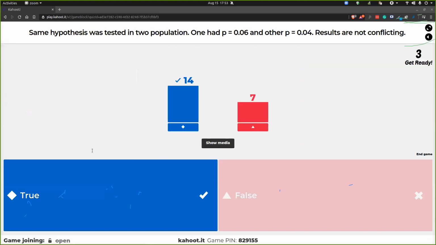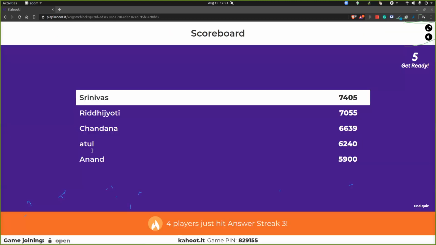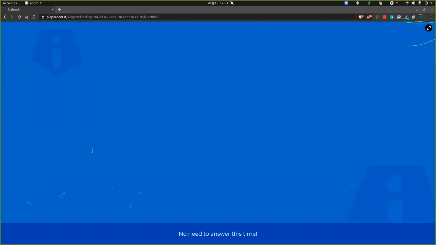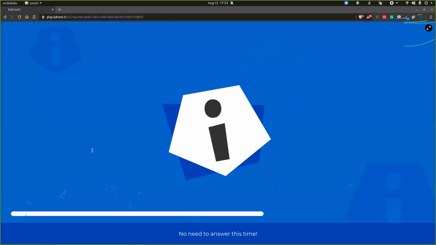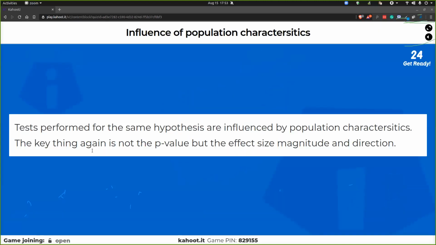Right, most of you got it correct. The results, whether they are conflicting or not, does not depend on the magnitude of the p-value. The p-value again just tells you the probability of the model test. That's all, nothing more. So if the test is performed for the same hypothesis, it is influenced by the population characteristics and again the sample size. The key thing is not the p-value, but the effect size, magnitude and duration.